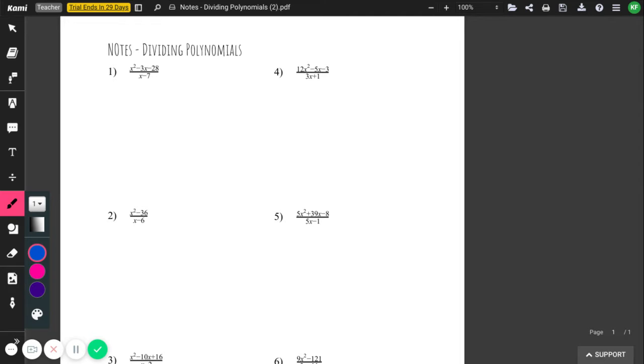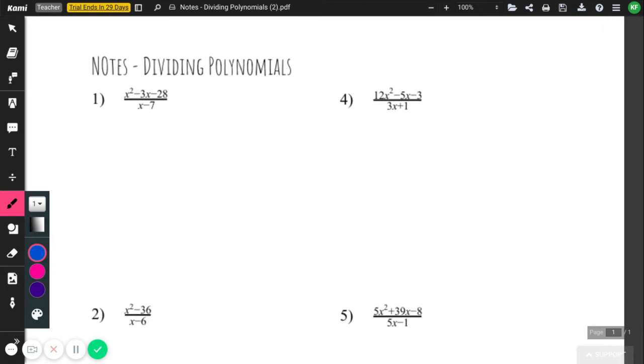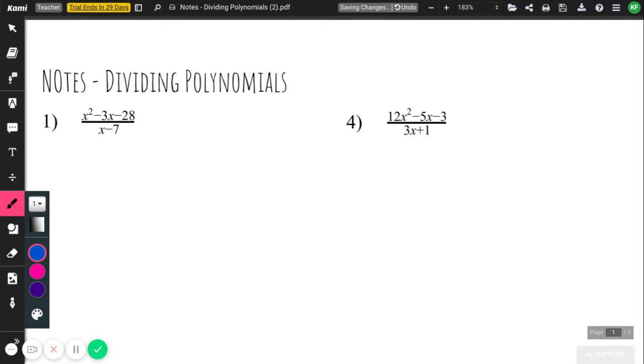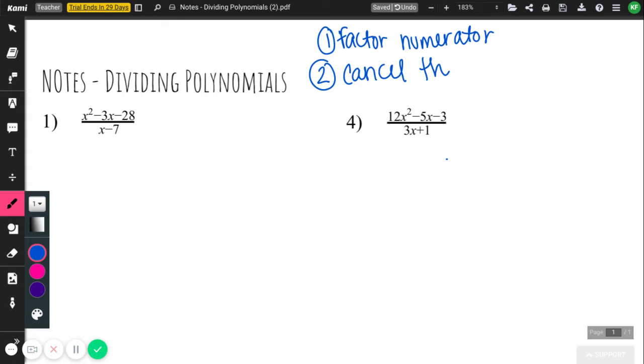This lesson that we're going to go through today is about dividing polynomials. Basically there are two steps to dividing polynomials. The first step is we are going to factor the numerator, and then the second step is that we are going to cancel the denominator. Ooh, denominator, whatever, you know what I mean. That's probably wrong.